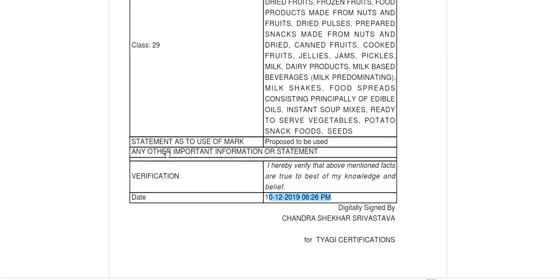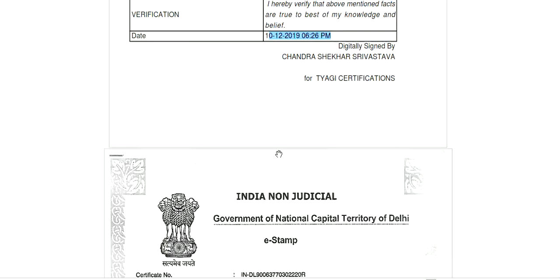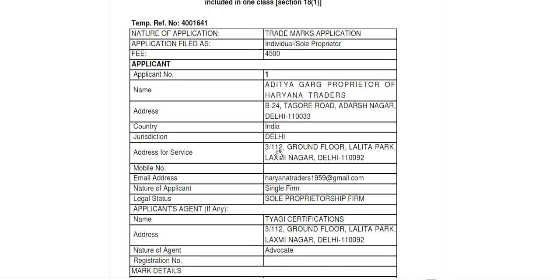You see, an important concept is the statement as to use of mark. They mentioned it as proposed to be used, that is, it is not used prior to this application; it is going to be used thereafter. It's very important. Then you also see the date of filing, it is very important. As they are going for registration in one category, they are paying 4,500 rupees. Then the applicant's name and address, country, jurisdiction. If the jurisdiction is Delhi, then the address for service, and the nature of applicant, firm.